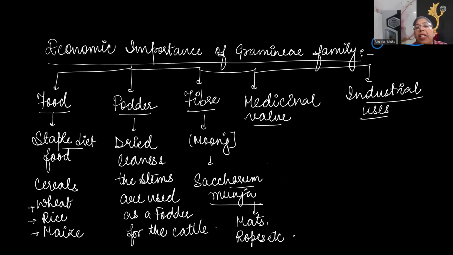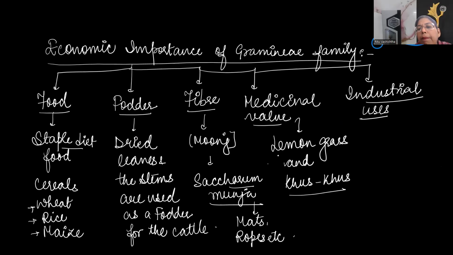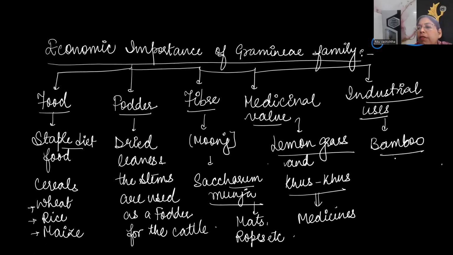Then you will find medicinal value. For the medicinal value, there are plants called lemongrass and khas khas. These 2 plants have medicinal value. They are used in preparing medicines. Industrial uses, if you talk about bamboo. Bamboo is the plant which is used in making furniture. The plant which is used in making furniture is bamboo.